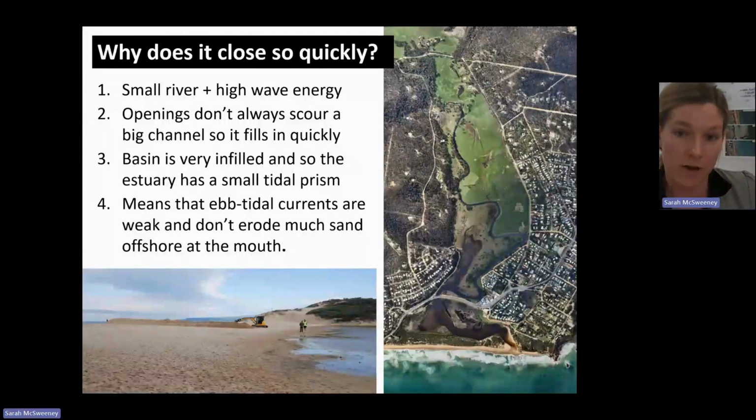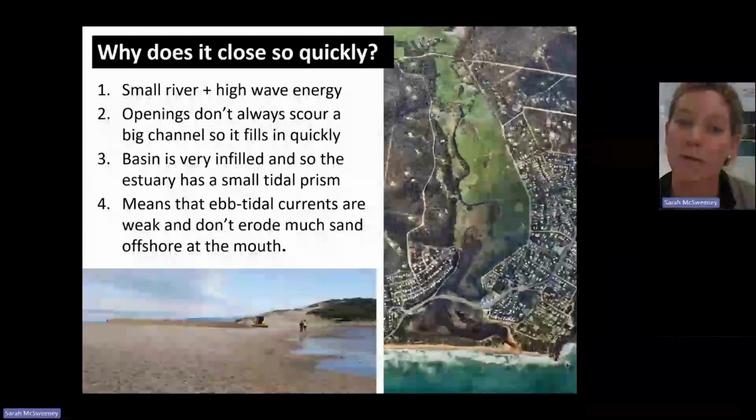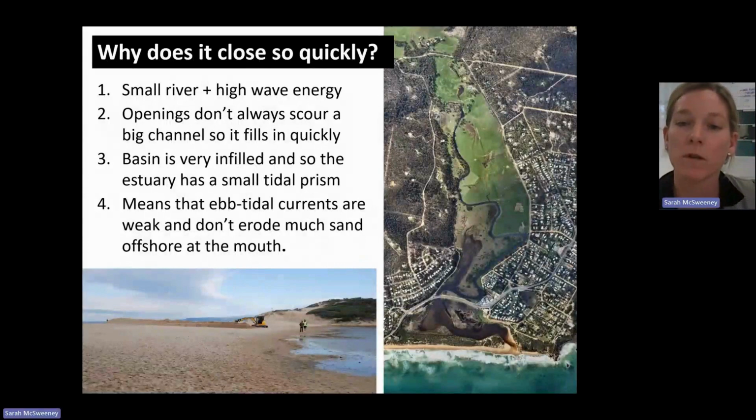So Painkalac Creek, based on what I've observed and just looking through some of the estuary watch data, tends to close quite quickly compared to our larger systems. So within sometimes days to weeks, maybe staying open for months during our wetter times. So just thinking about some of the natural drivers for this.